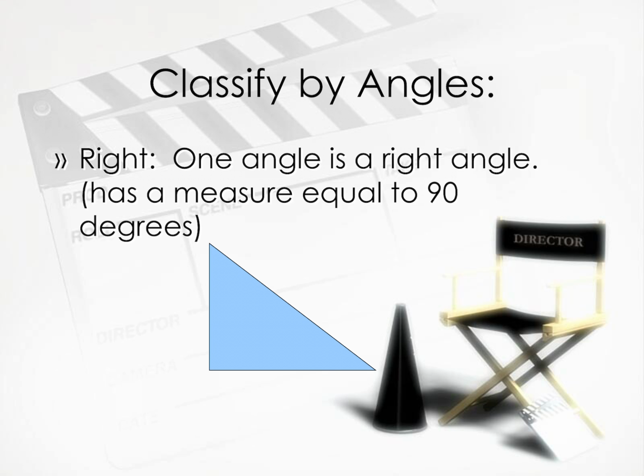And our last classification is a right triangle, and that is where one angle is a right angle. And remember, a right angle means that it equals 90 degrees. Generally they have a little square right there to represent our 90 degrees. The other thing we can do is classify by our sides.